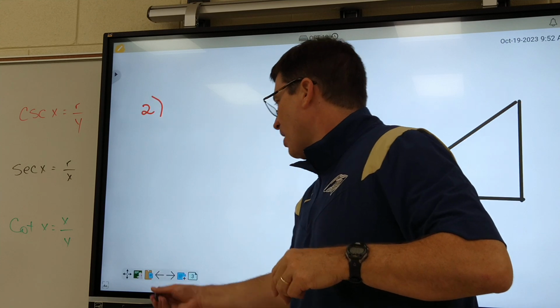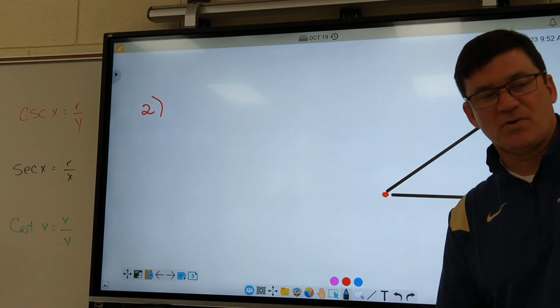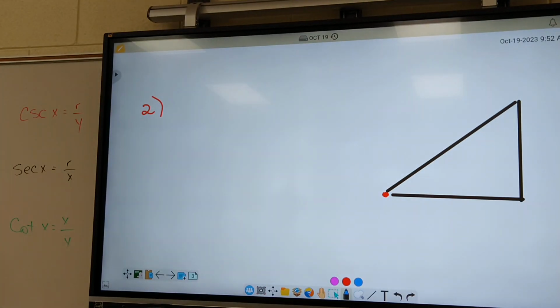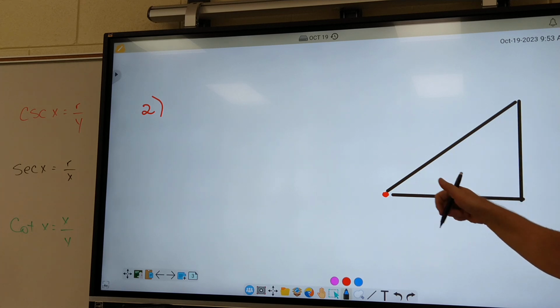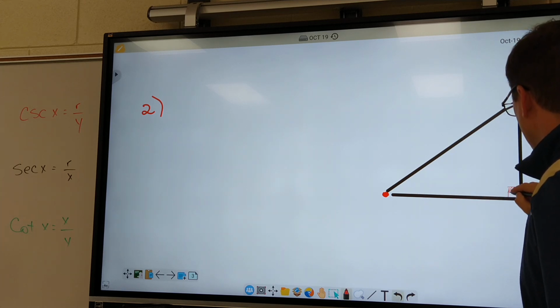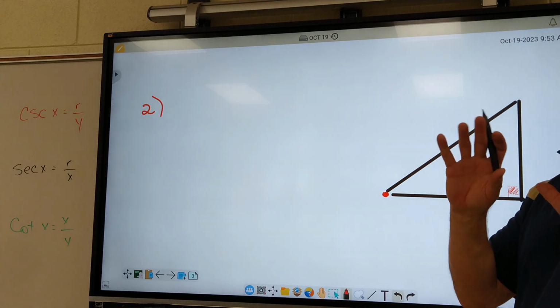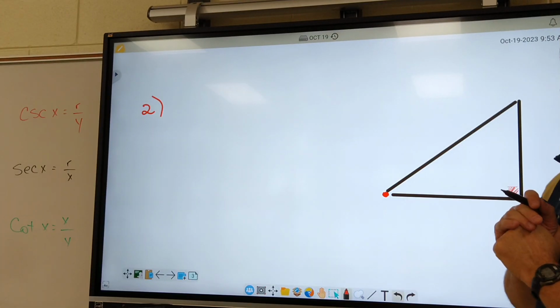All right, let's do the second problem. I need y'all to draw a triangle. You're going to have to draw a triangle on every problem. What's the right side right there? I need to write this down real quick. The top is adjacent. The hypotenuse is always across from the right angle, and then the other ones we'll figure out.